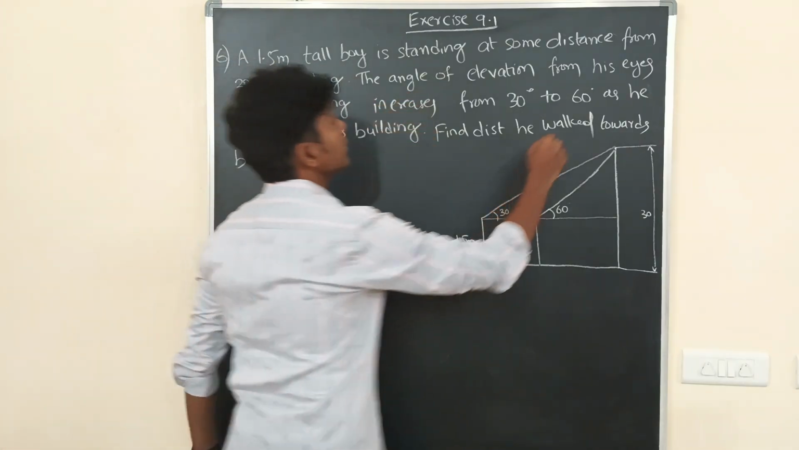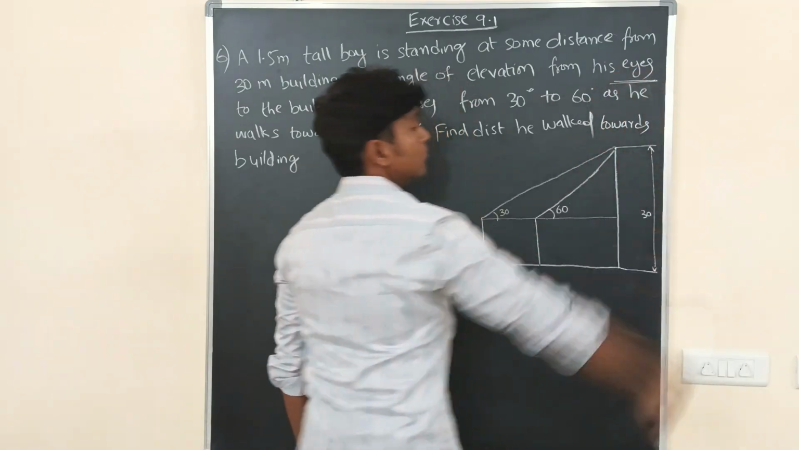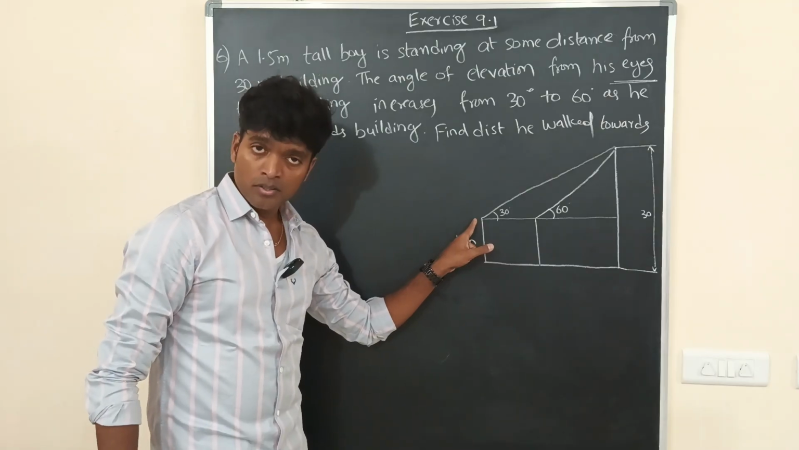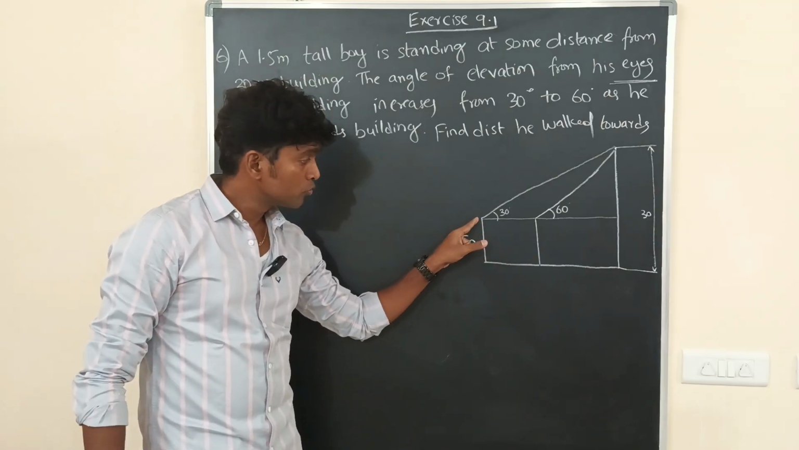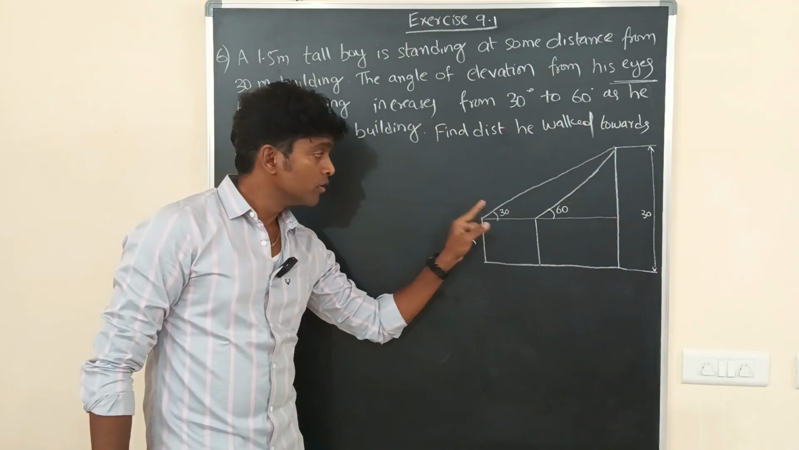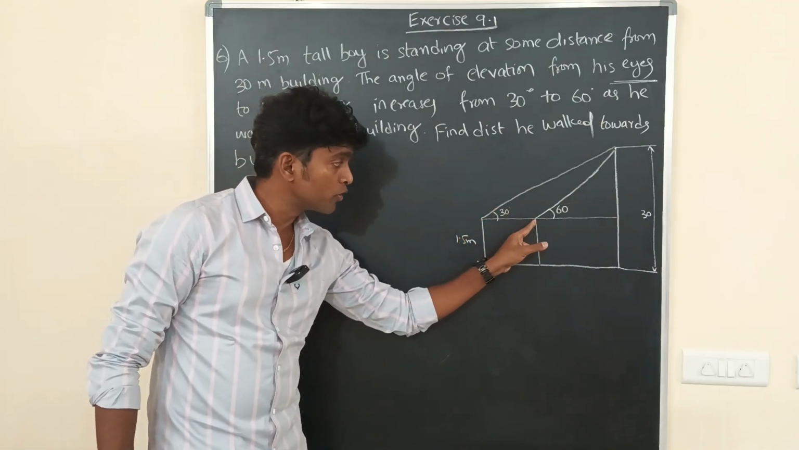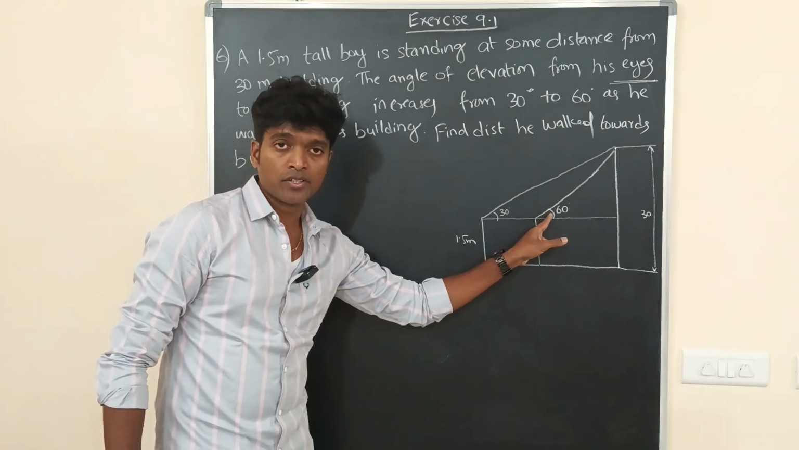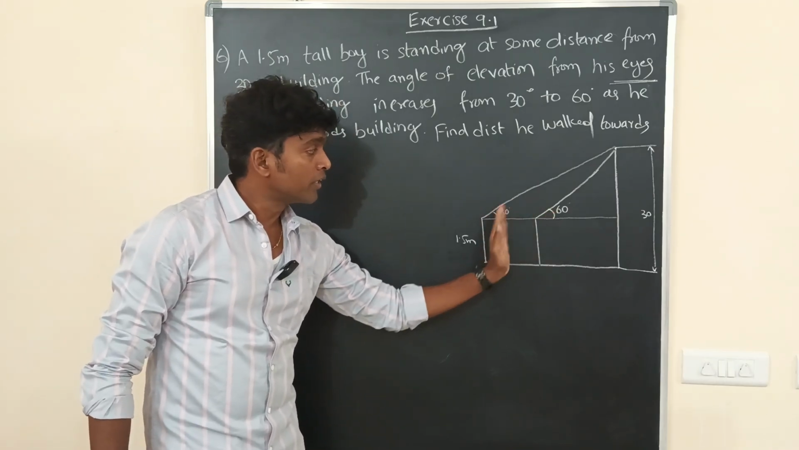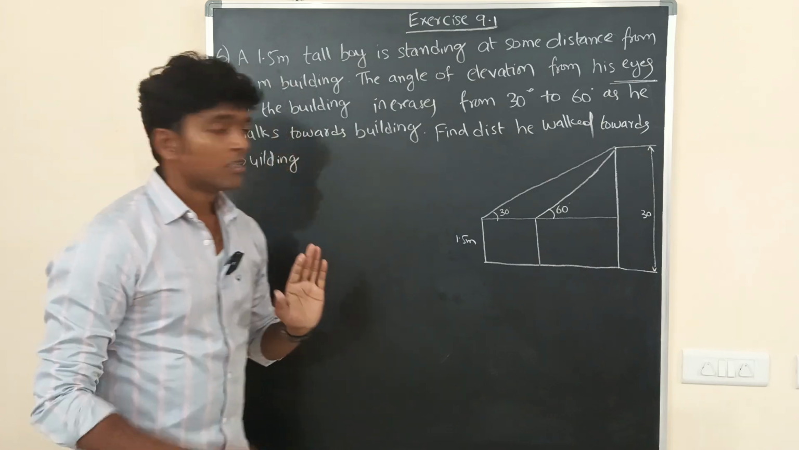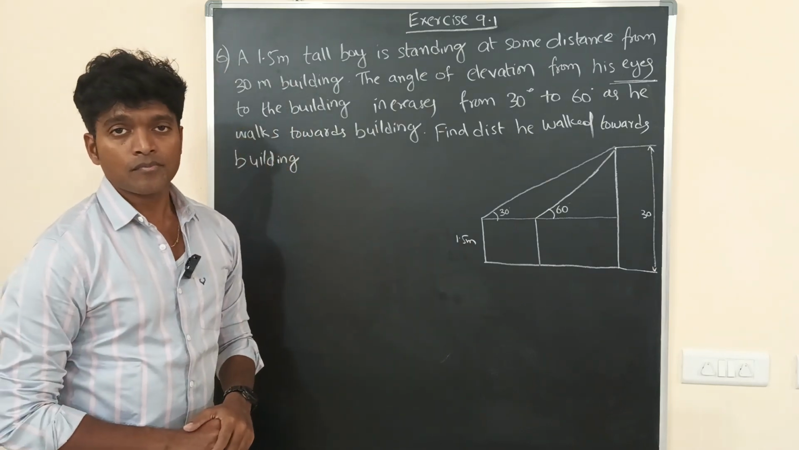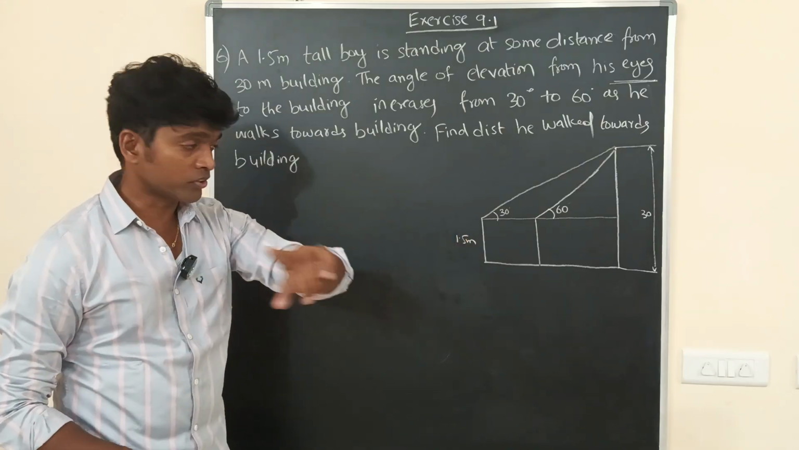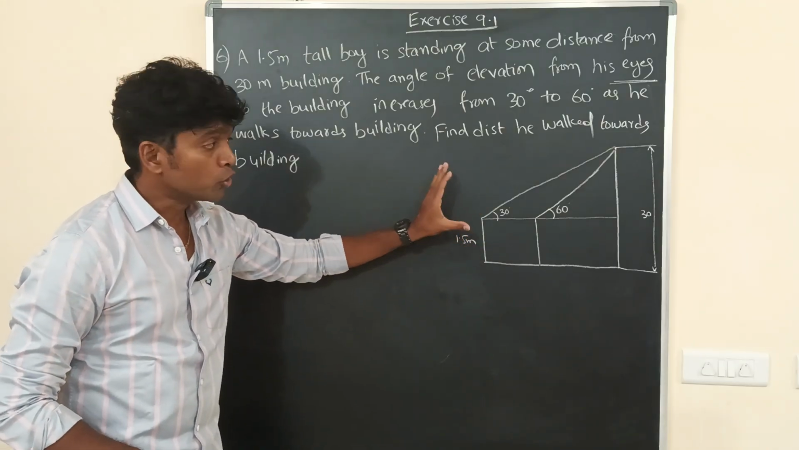He has mentioned his eyes here. That is important logic. Eyes will be on the top of the body, so at the top only we have to take. This top point is moving from here to here, and on reaching here, the angle of elevation is 60 degrees. So, this 30, this 60. Understand? This is the diagram. Any further doubts in that diagram? Please let me know in the comment section. This is very important to get the diagram.